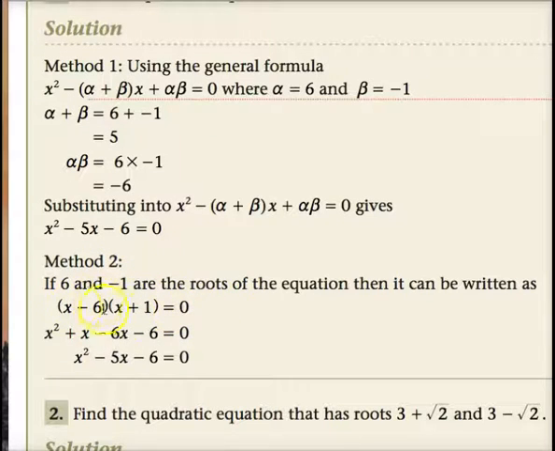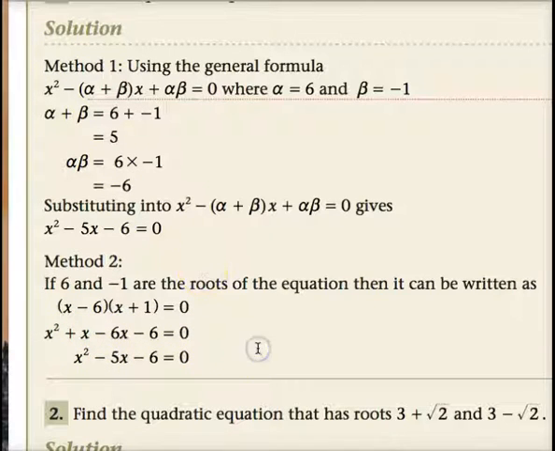0. Please, if you're going to use this method, do not put x plus 6, x minus 1. Just be careful here. The 6 came from x minus 6 and the negative 1 came from x plus 1. All right? So this is method 2, where you're doing it like this. And then you expand, and then you combine like terms.